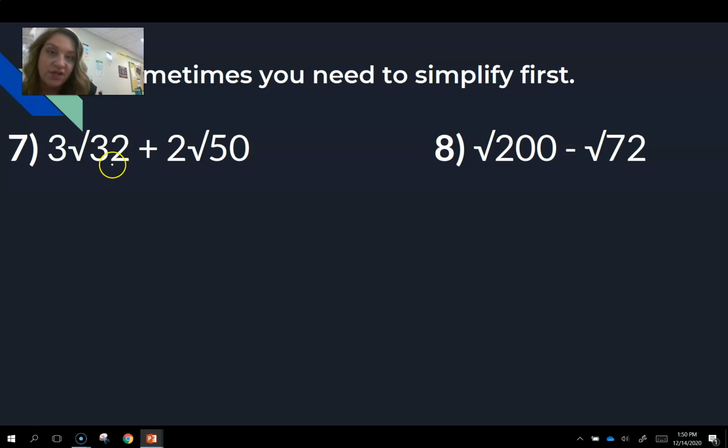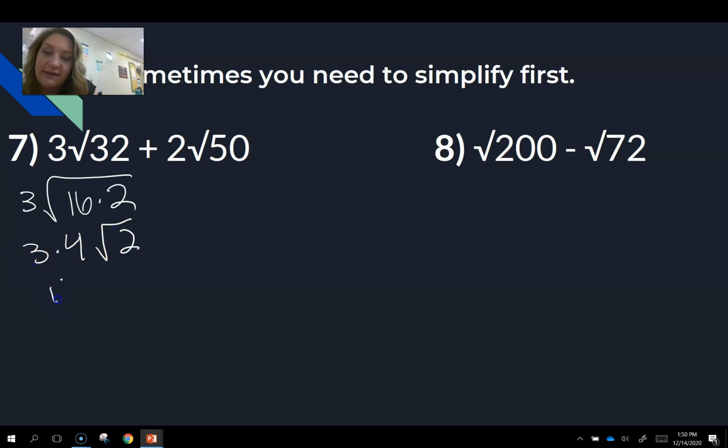So square root of 32, I'm going to break that apart to be 16 times 2. We're doing square roots now. I know the square root of 16 is 4, and then 3 times 4 is 12. So that's going to simplify to 12 times the square root of 2. Square root of 2 can't get simplified anymore.